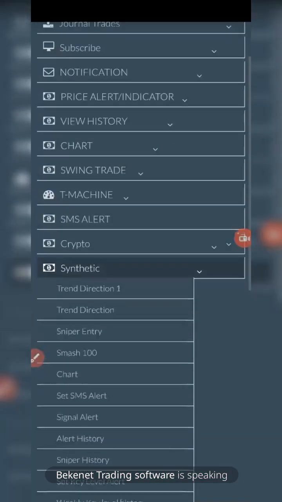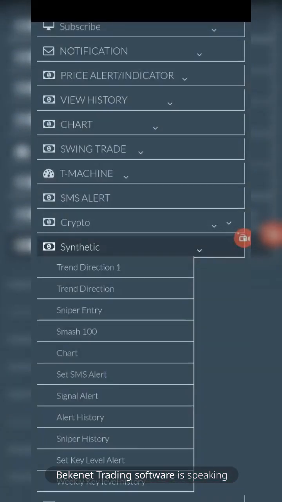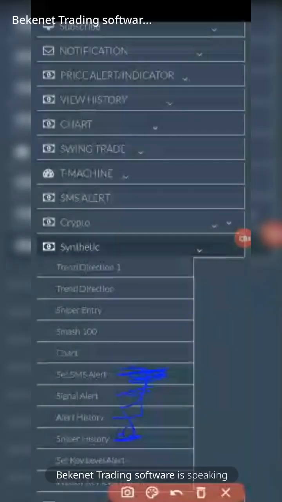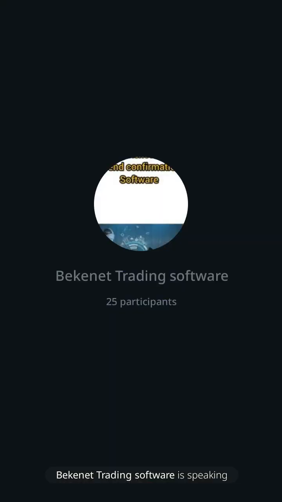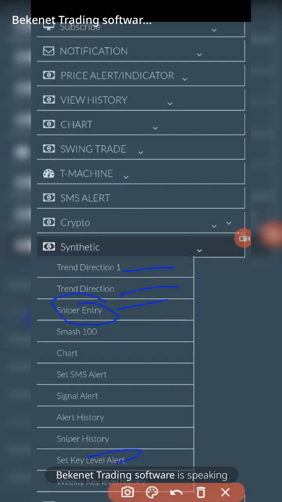So we've understood the same pattern with the SMS alert. That's what we have here. The same pattern with the SMS alert, the same pattern with this guy here. Okay, this sniper entry, we'll talk about that one. So the thing we're going to focus on now is the trend direction, the sniper entry, the strategy we use for sniper entry, then how we're going to use our advanced key level.